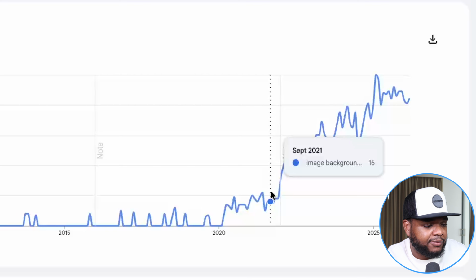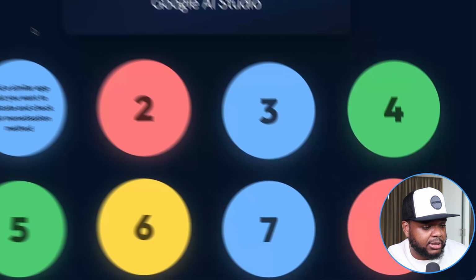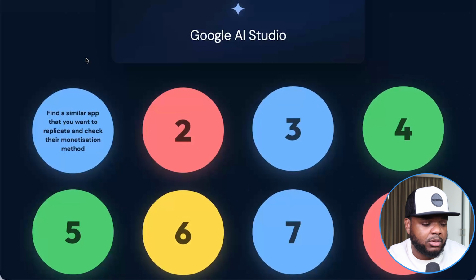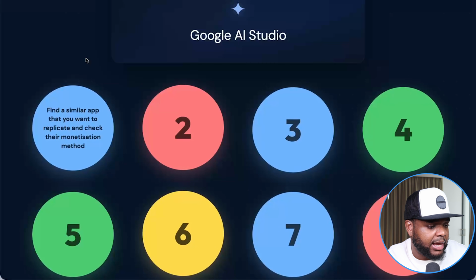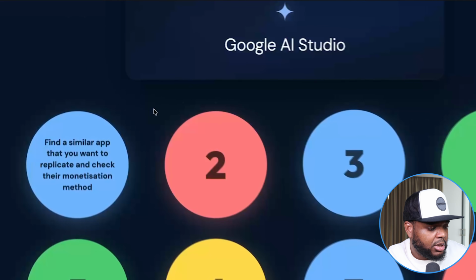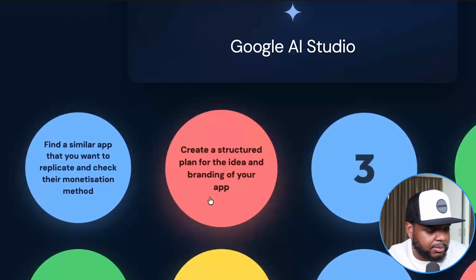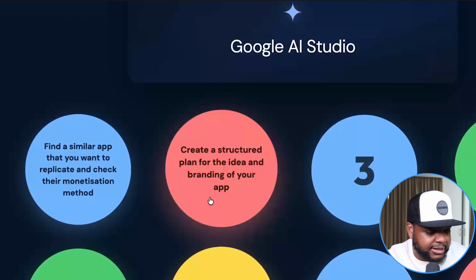So this is definitely something that I'm going to move forward with in this video, but again, I'm going to put my own spin on it. Which now leads me on to the second step that you need to take when it comes to using the Google AI Studio to execute everything that we're about to do, which is that you need to create a structured plan for the idea and the branding of your app.